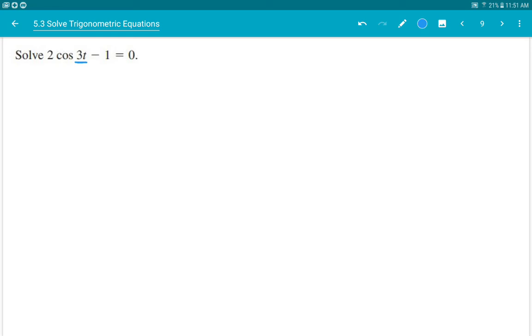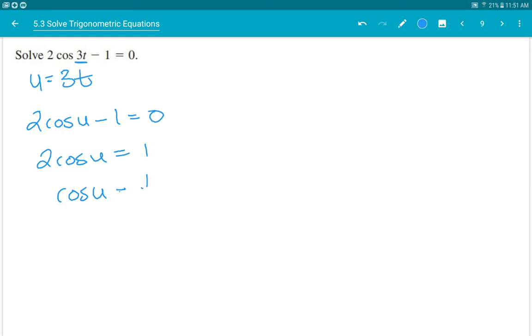What we're going to do is say that u is equal to 3t. You could pick any variable, but u is typically the one we use any time we do a substitution. So I'm going to substitute the u into this problem, and then I'm going to solve for u. The reason I do this is because now my problem looks normal, and I can solve this with no issue. So I get 2 cosine u equals 1, cosine u equals 1/2.